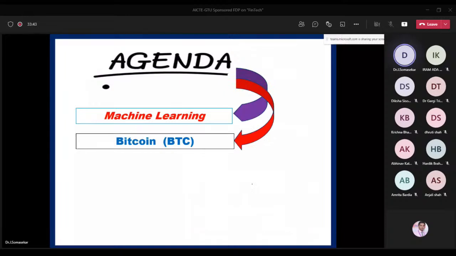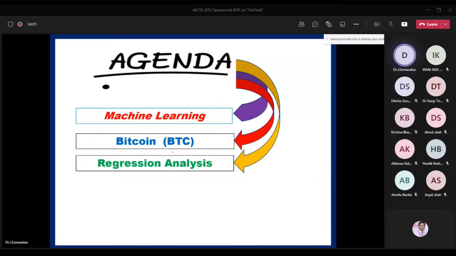And what is Bitcoin? Just a definition, and with a small history we will see. History means who invented it and what the advantages of Bitcoin are, which we can call BTC. So that we will see. I'm not going to take much time for this type of theoretical aspect. I'll just give it briefly. After that, we'll move to the mathematical aspects of machine learning.